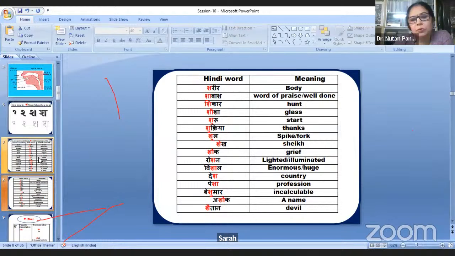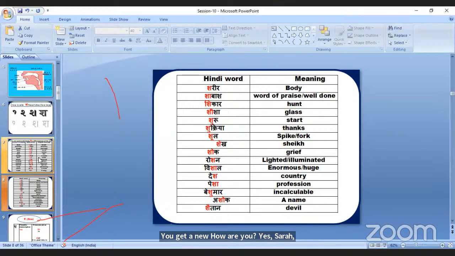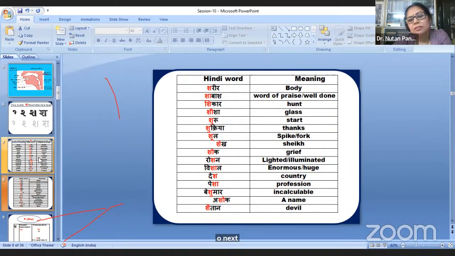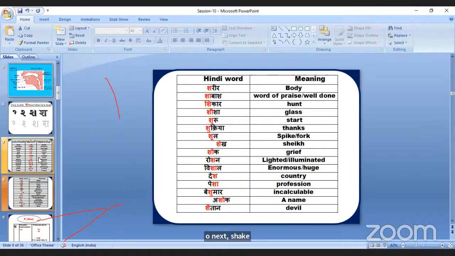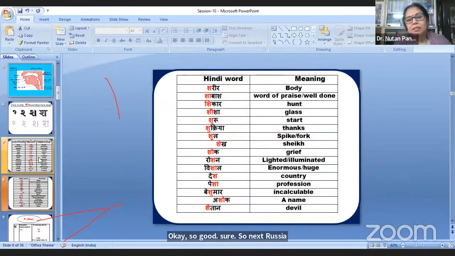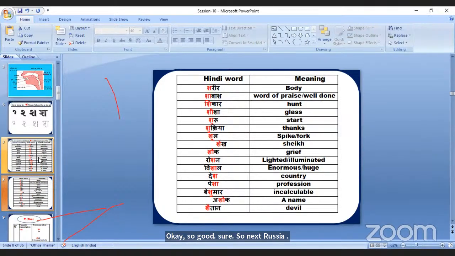Shuru. Shuru means start. Shukriya. Shul. Sher. Shok. Next, Sheka. Shuk. Shok. Next, Roshan. Roshan. Next, Vishal. Vishal. Good. Next.